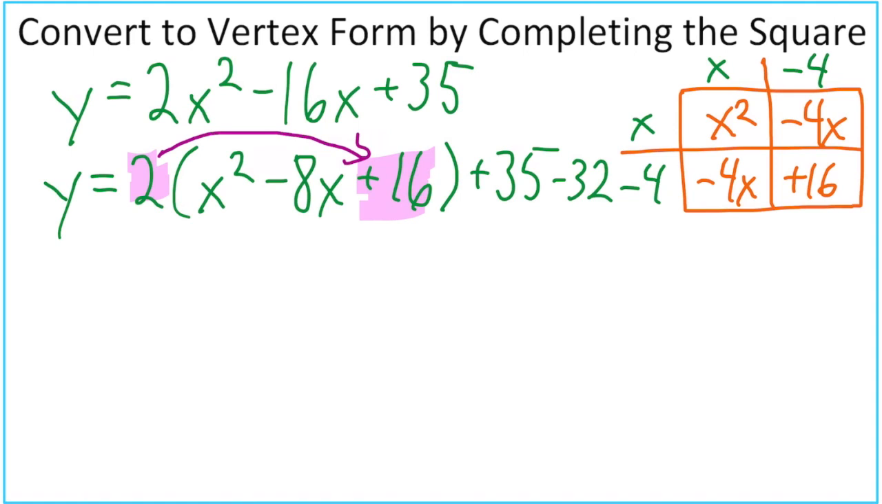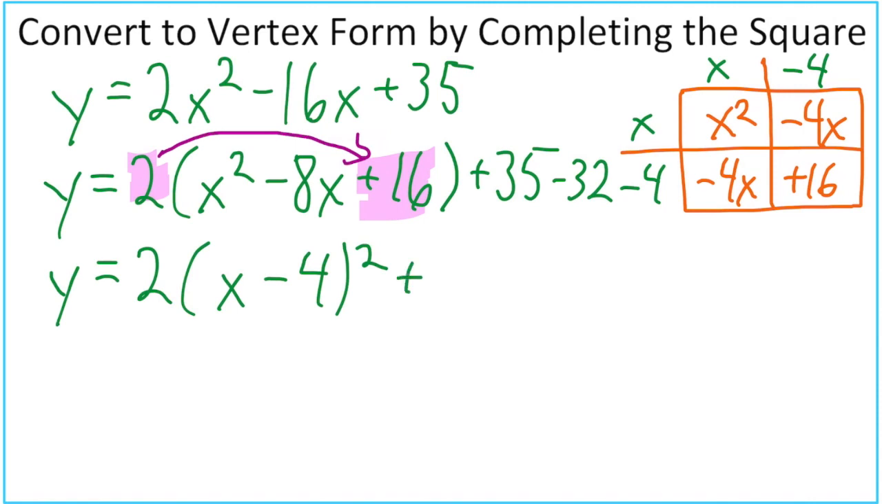Now we can just go ahead and simplify it to vertex form. So we end up with y equals 2 times x minus 4 squared, and then the positive 32 and negative 32 cancel, leaving the plus 3. So our vertex would be the opposite of negative 4, and then the 3 on the outside. So we have an a value of 2 and a vertex of 4, 3.